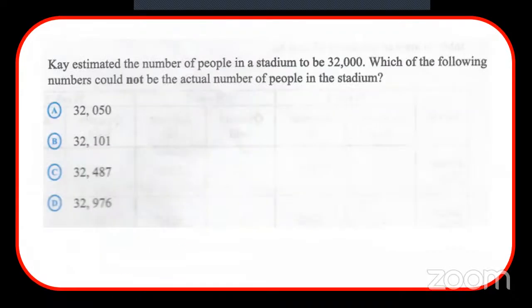K estimated the number of people in a stadium to be 32,000. Which of the following numbers could not be the actual number of people in the stadium? K estimated the number of people in a stadium to be 32,000, which could not be the actual number of people in the stadium? Go ahead and share the number.